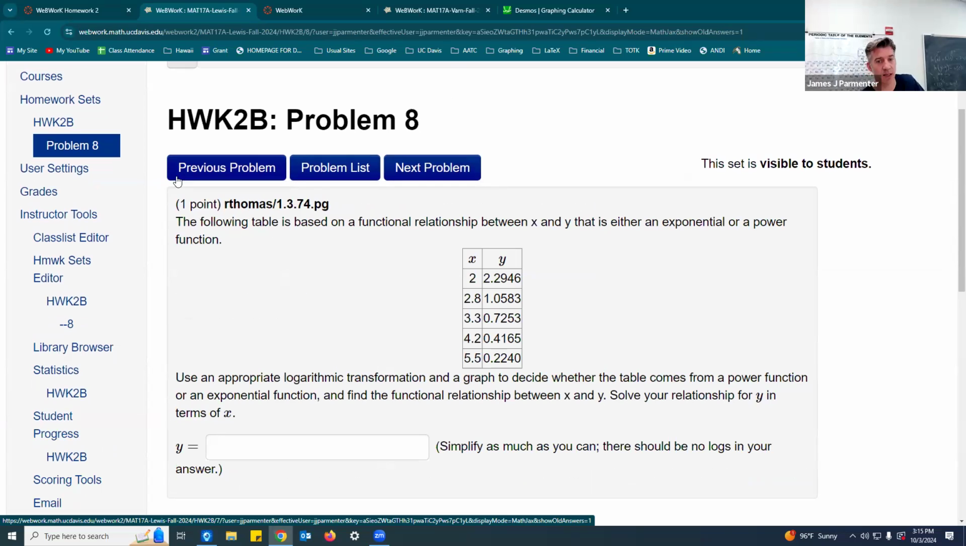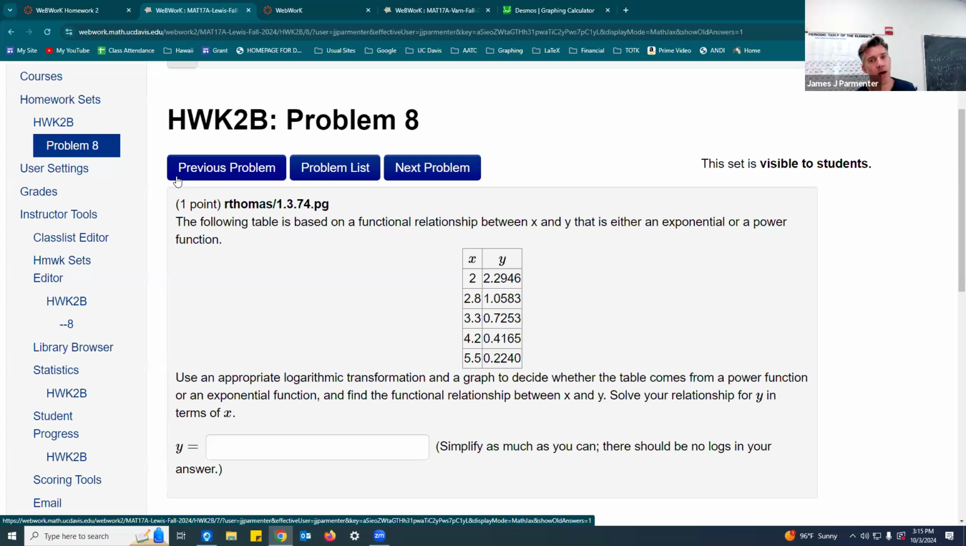The following table is based on a functional relationship between x and y that is either an exponential or a power function. Use an appropriate logarithmic transformation and a graph to decide whether the table comes from a power function or an exponential function, and find the functional relationship. Solve the relationship for y in terms of x. Okay. How do you do this?